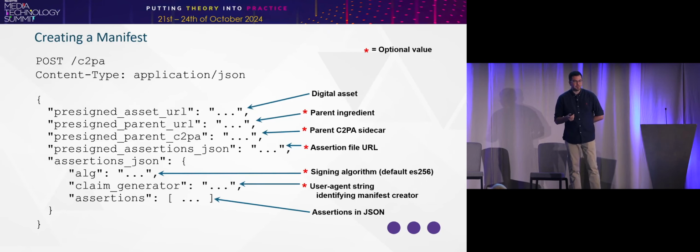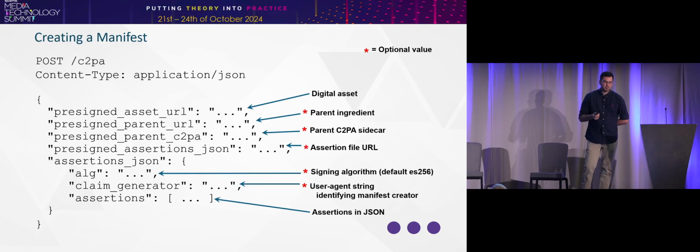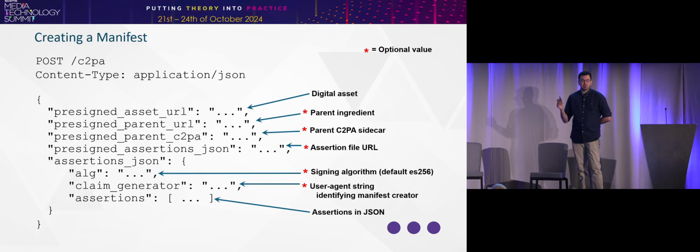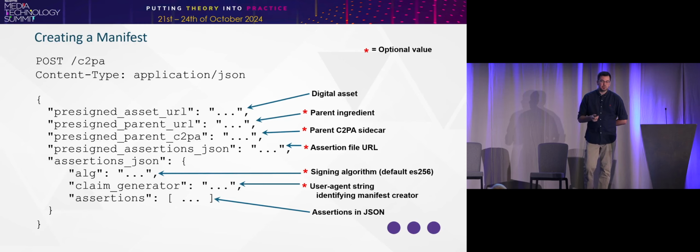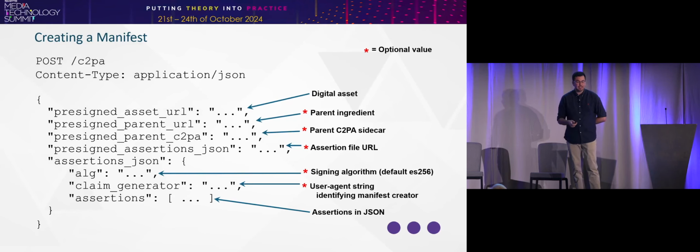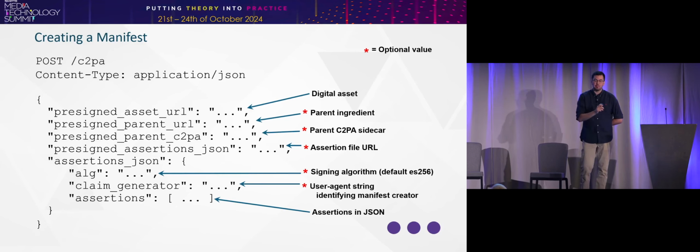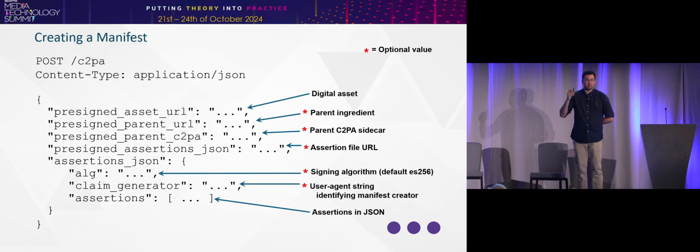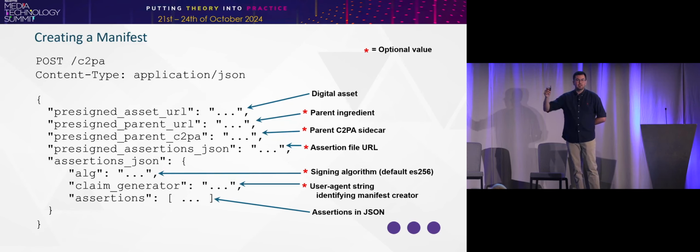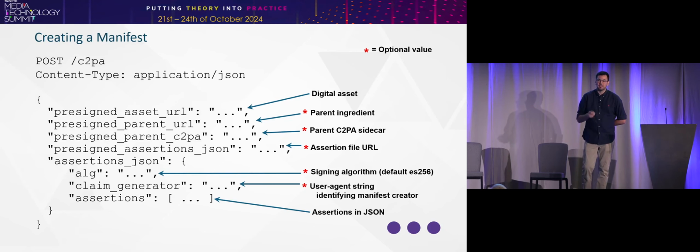And this is what the C2PA API looks like. So this is completely configurable, but what we decided to do was allocate some key parameters here. So you can see at the very top, the asset URL relates to the digital asset. Parent URL can be the image. Parent C2PA can be that sidecar. And then you have pre-signed asset JSON pointing to a JSON file, or you can actually include the JSON in the API itself.